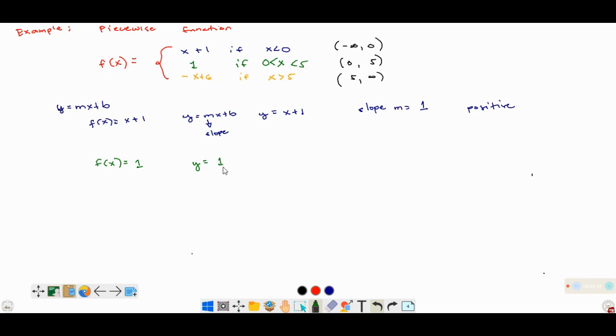Baka sabihin, wala daw slope. May slope yan. So, pwede natin siya isulat as y is equal to mx plus b. Only that, to get rid of the variable x, kasi wala siyang variable x dito, di ba? The numerical coefficient of x must be 0. So, we know that the product of 0 and any number is also 0. And then, let's add here 1. So, what is the slope of our function here? M is equal to 0. 0 siya.